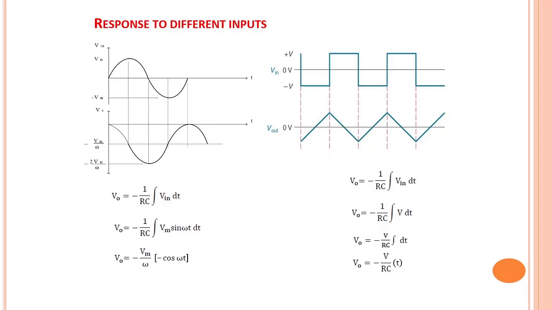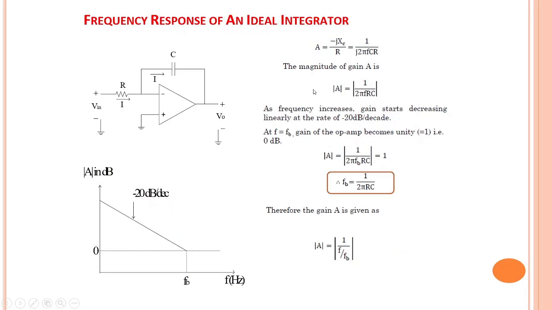If such an integrating amplifier is applied with a sine wave, then with the help of that equation we'll get the output as an inverted cosine wave. If such an integrating amplifier is applied with a square wave, then using the equation of integration we know the integration of a constant will be t, thus we'll get a triangular wave as output with the input of a square wave.